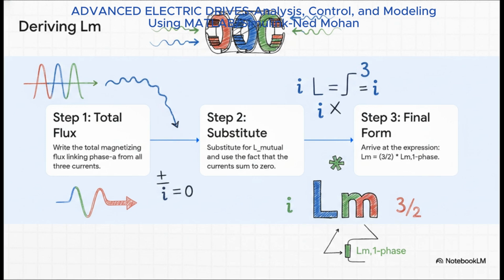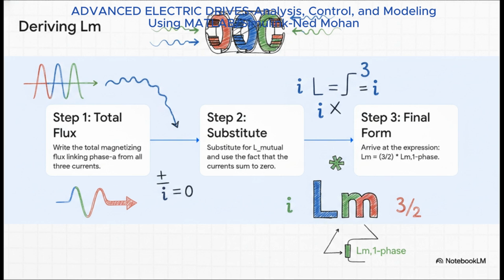Well, let's walk through it. First, we write out the total magnetizing flux for phase A, which is a mix of its own inductance and the mutual parts from phases B and C. Next, and this is the key step, we use the fact that in a balanced system, the three currents always sum to zero. This lets us simplify things a lot.